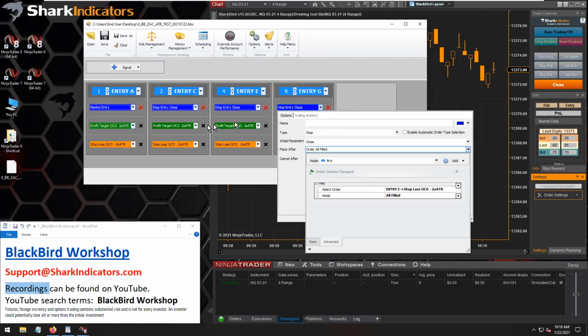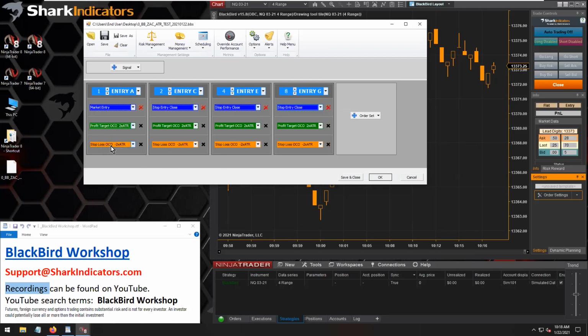We can see that these are all daisy chained. If the stop loss for A is hit, then the entry order for C is submitted. And then if the entry order is filled for C, and then the stop loss is hit, then the entry order for E is submitted to the market. And then if the stop loss for order E is filled, then the entry order for G is submitted to the market. So they're all daisy chained. Now you understand what's going on here.